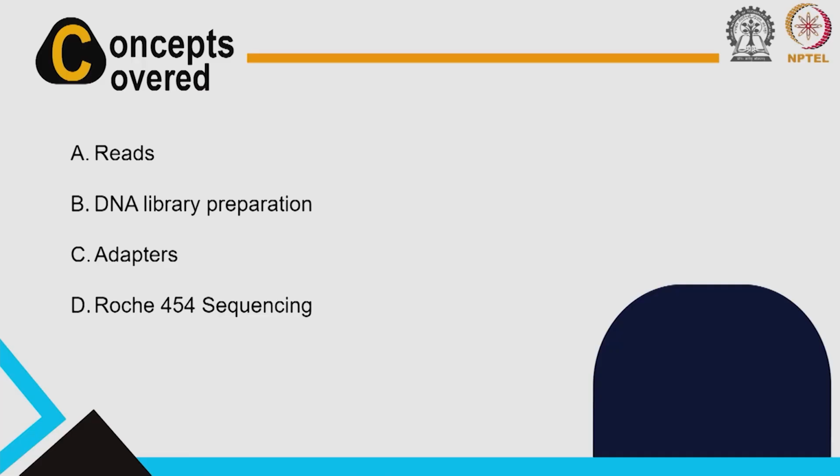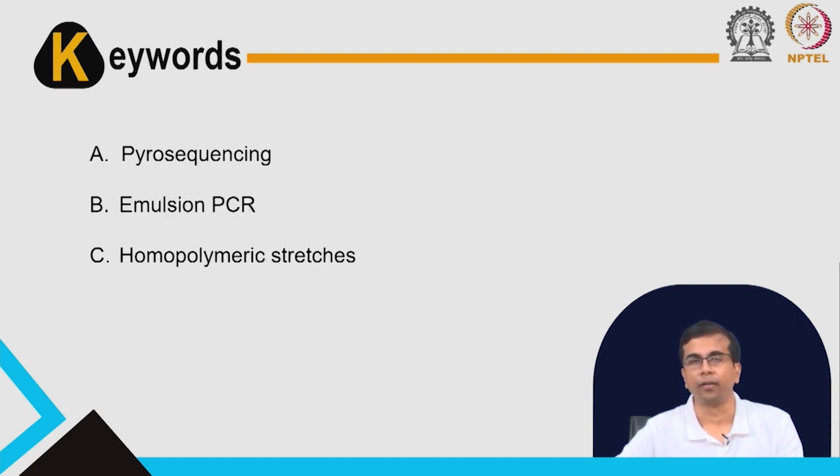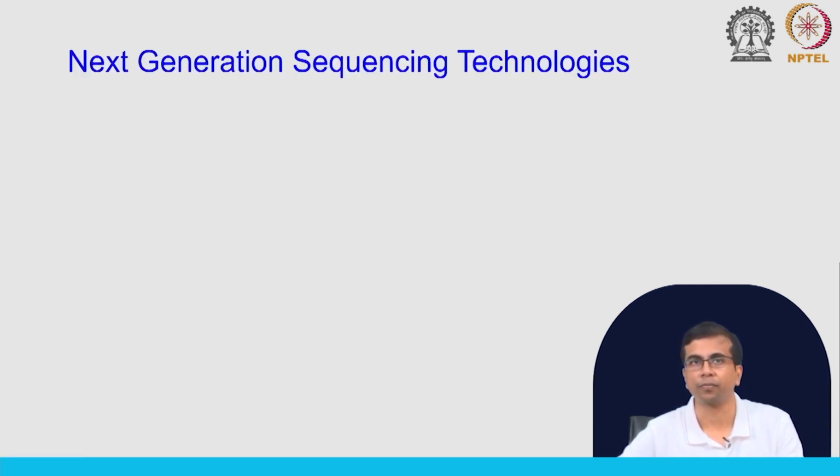So, in this class we will talk about one of the first next generation sequencing technologies, which is the 454 sequencing. So, let us start. In this class we will talk about something called reads, what these reads are. We will talk about DNA library preparation, how you prepare a DNA library for next generation sequencing. We will talk about adapters, and then we will talk about the Roche 454 sequencing method. These are the keywords that you will come across: pyrosequencing, emulsion PCR, homopolymeric stretches.